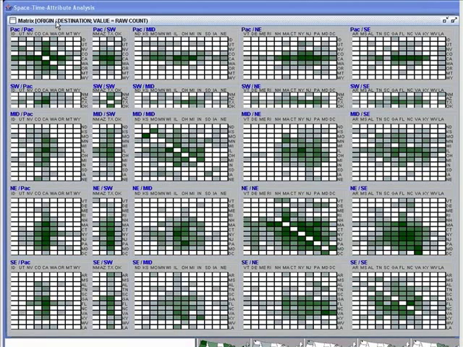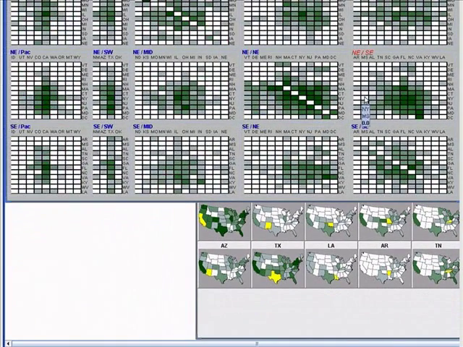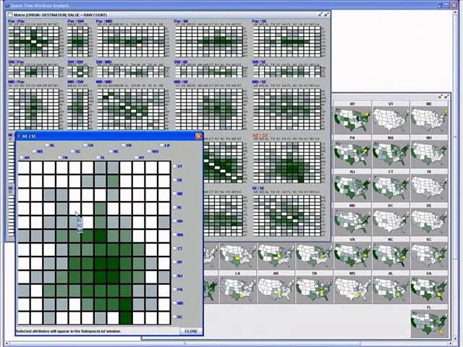For example, we see that more companies moved from the northeast to the southeast than the reverse, and that fewer companies moved from New York to New Jersey than the reverse. It is also possible to focus in on any region pair and to investigate the states with a particularly high influx of companies.